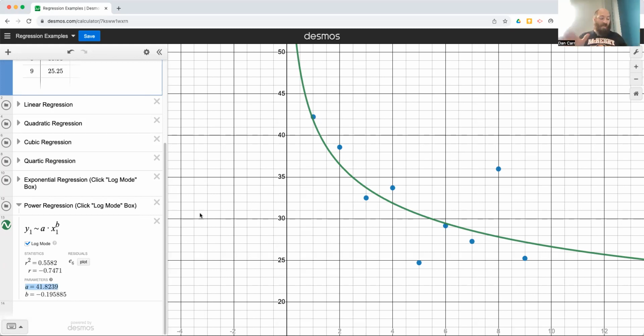So the idea is that with any kind of regression you do, you're looking for those parameters, however many you have to deal with, depending on the type of function you're doing. But you want to get those written down for yourself so you can help model what's going on with that setup in the scatter plot. All right, and that's it for our regressions. Take care, everybody.